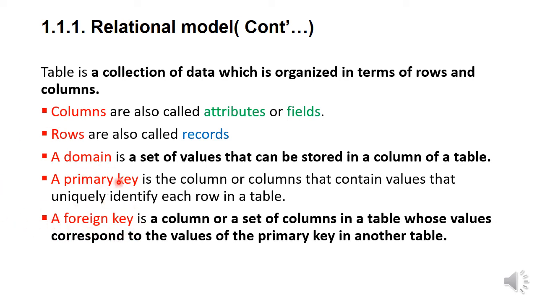So a primary key refers to a column or a group of columns that uniquely identify each record within a given table. Whereas a foreign key is another column in a separate table whose values are the same as the values which are found within the primary key of the first table. So this means that a foreign key points to the primary key of another table.